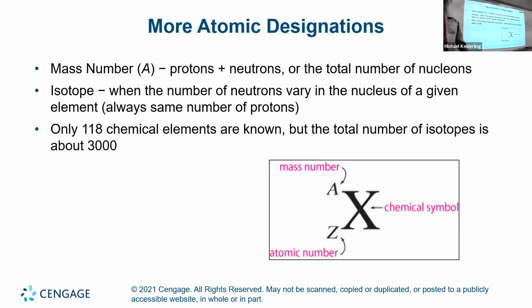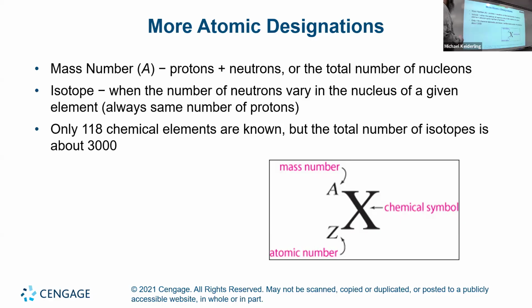So only about 100, okay, we've gotten up to 118. Only about 118 chemical elements are known, but the total number of isotopes is about 3,000. So we might have got enough. I don't even know what the highest is. We've hit a sort of a practical limit on element synthesis, and all the big ones last for a fraction of a second anyways, so.